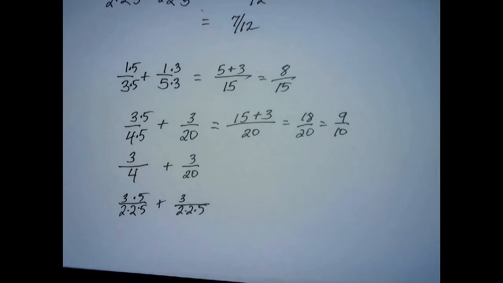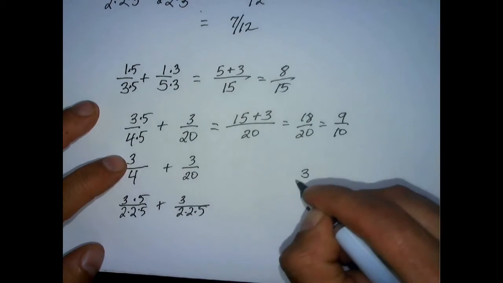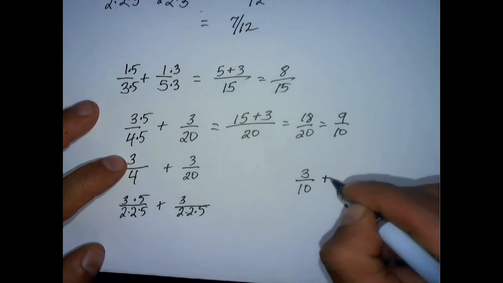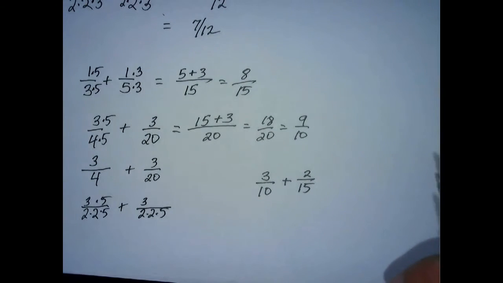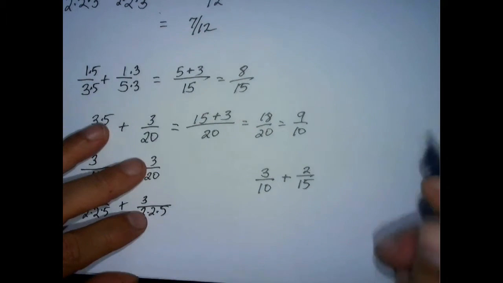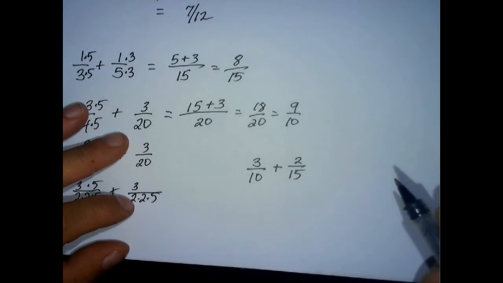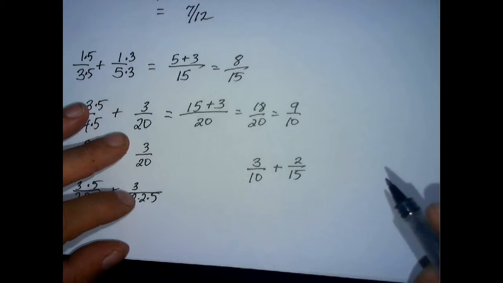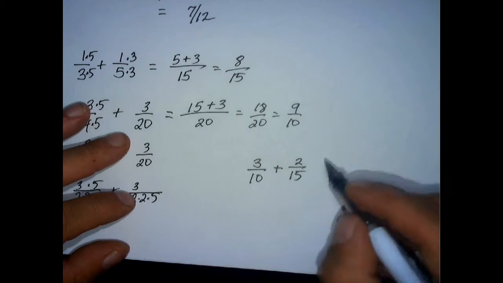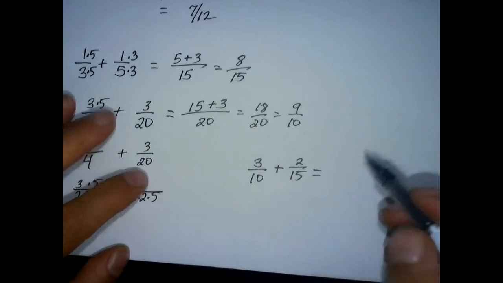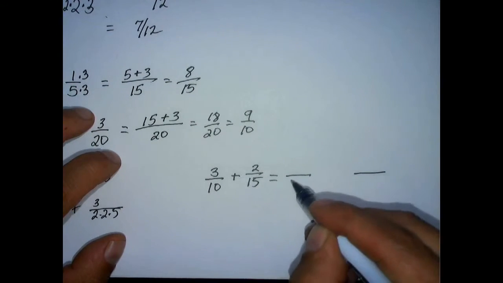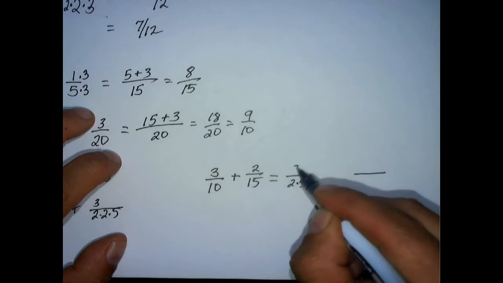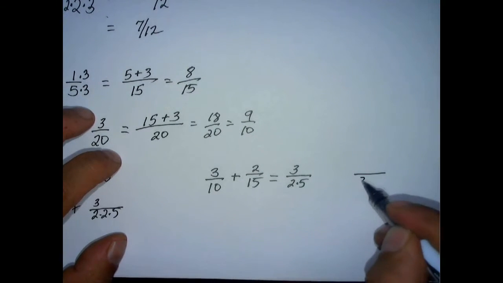Let's see. Oh, these are okay. Let's do this one. 3 over 10 plus 2 over 15. Okay. This one is a good one. I don't know if we have to reduce yet. We haven't. We have to add them first. Okay. So 10 is 2 times 5, and 15 is 3 times 5.